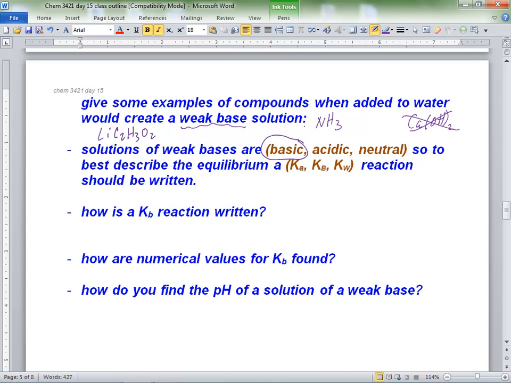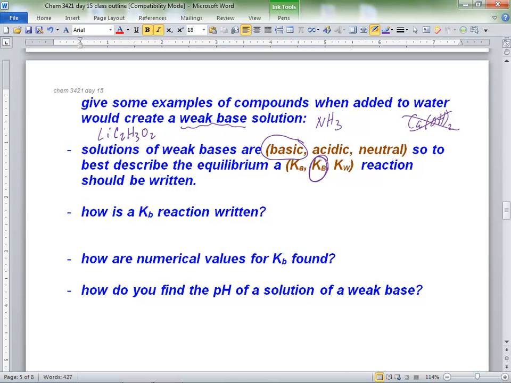Okay, so to best describe the equilibrium in solution, what reaction should be written? I don't know if you can see the little subscripts, but there's your answer. Kb, because b stands for base. Okay, so we need to figure out how to write a Kb reaction.